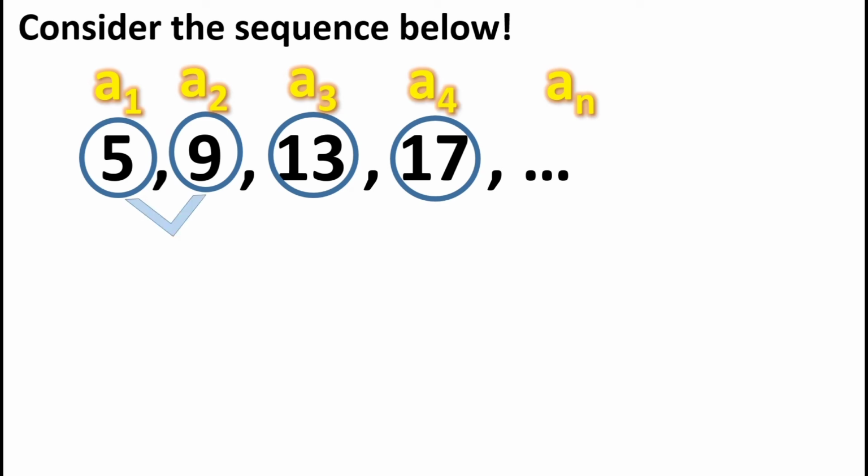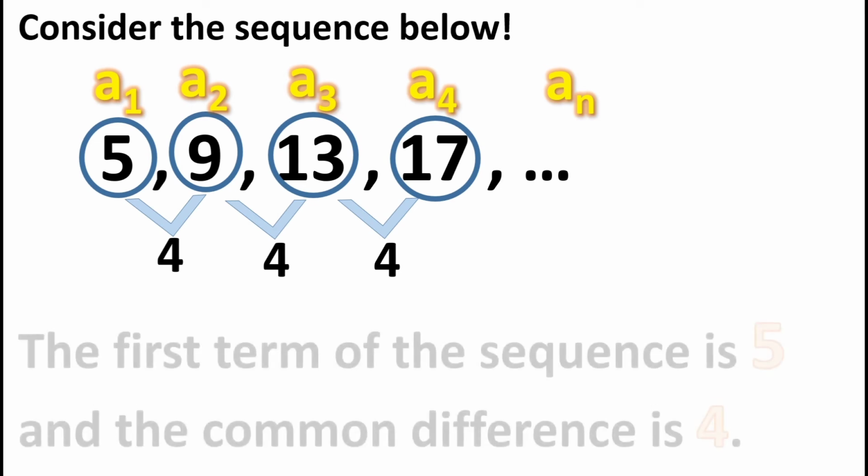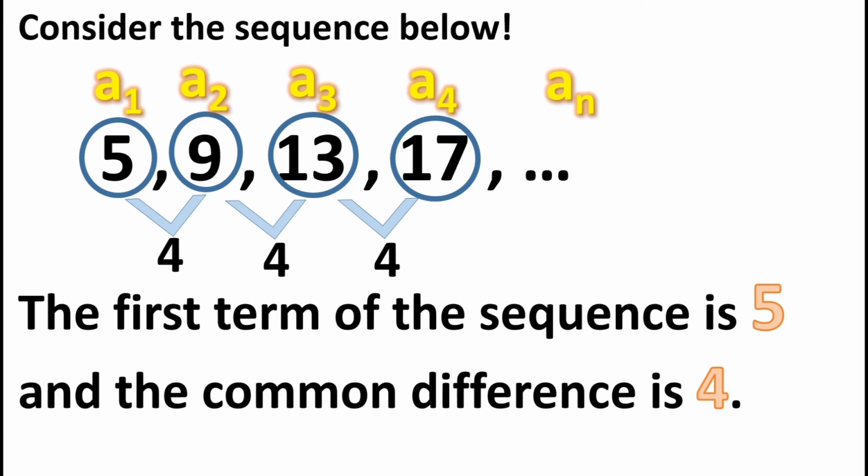Now let us find the common difference by simply subtracting the preceding term from its previous term. So we have 9 minus 5, that is 4. 13 minus 9, that is 4. 17 minus 13 is equal to 4. So the common difference of the sequence is 4. Very good. What is your first term again? Okay, 5, and the common difference is 4.